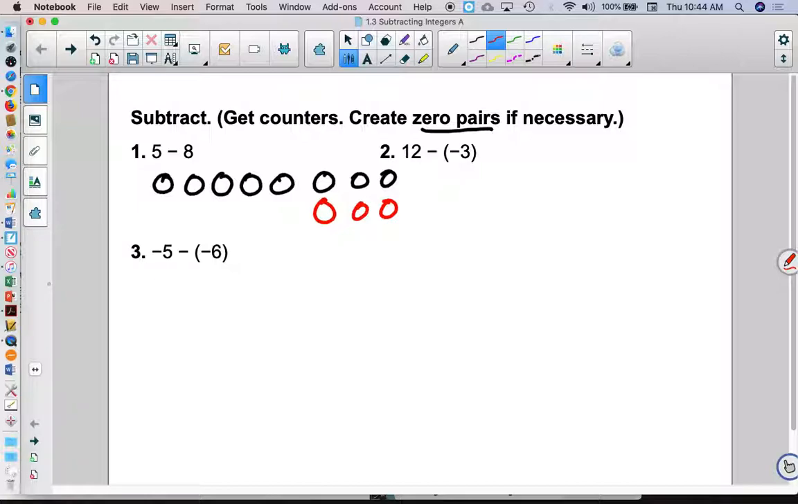Yeah. Now, how many positives do I have now? I have 8, right? And it says to take 8 away. So if I take the 8 away, goodbye, they're gone, they don't exist. What's left behind? That arrow says I took it away. What's left behind, Zach? -3. -3, good. So this equals -3 because that's what I have left.